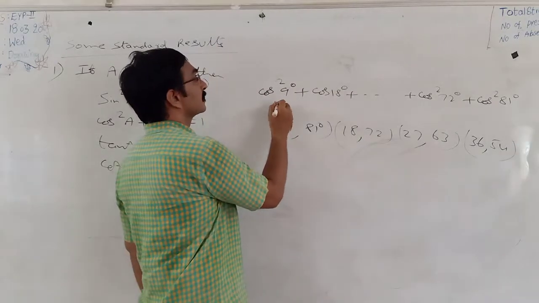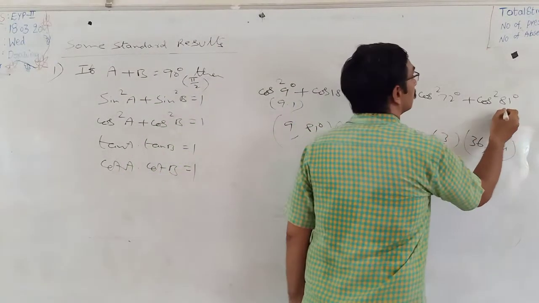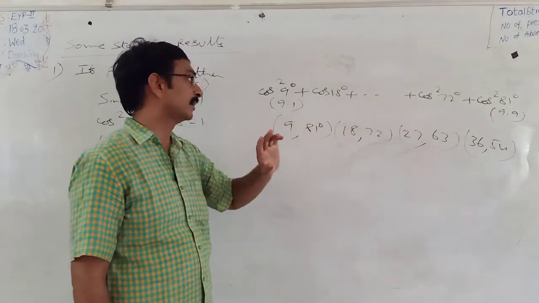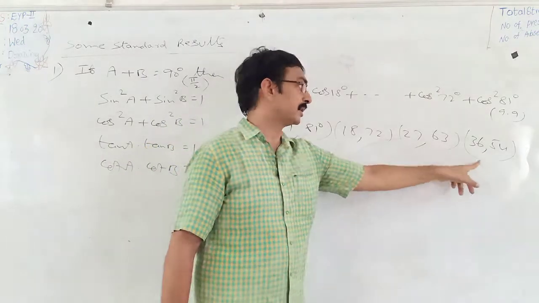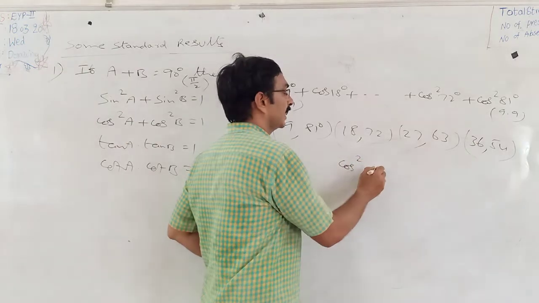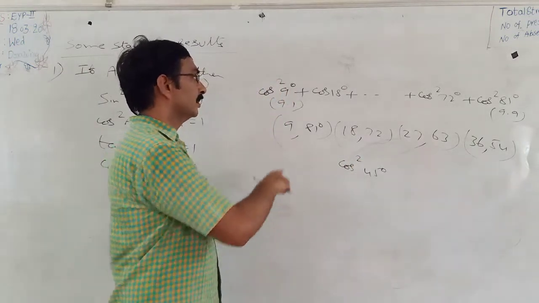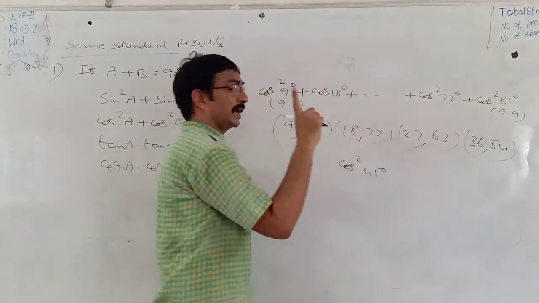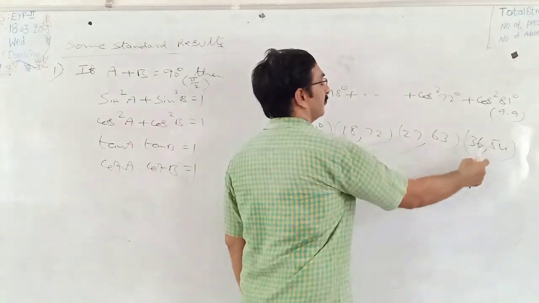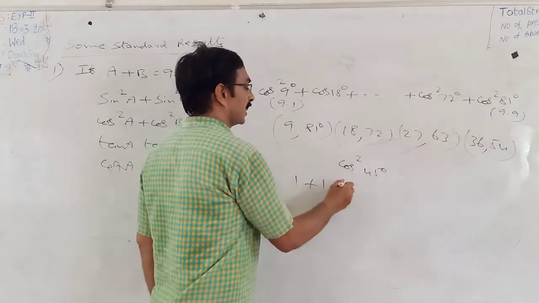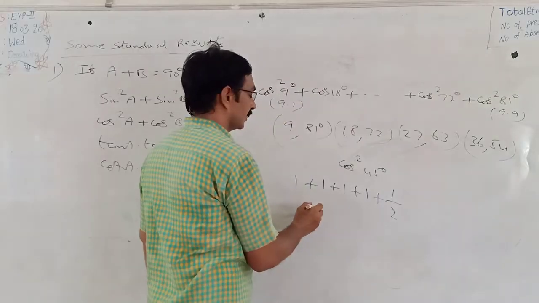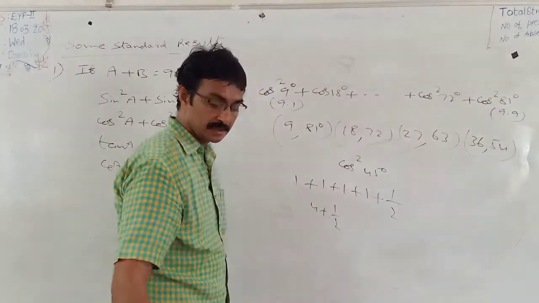So total number of terms. See, 9 into 1, 9 into 9, so the number of terms in this sequence is 9. So 4 pairs are completed, 8 terms are completed. Remaining middle term is cos square 45 degrees. So cos square 9 plus cos square 81 value 1 from this formula. Sum of these two 1, sum of these two 1, sum of these two 1. Therefore 1 plus 1 plus 1 plus 1. Middle term cos square 45 degrees value 1 by 2. Therefore 4 plus 1 by 2 is 9 by 2, answer.